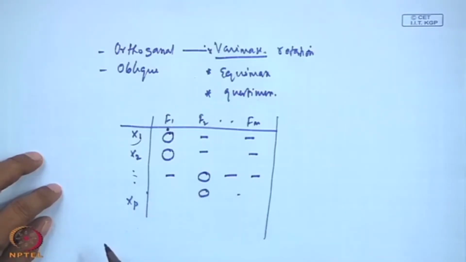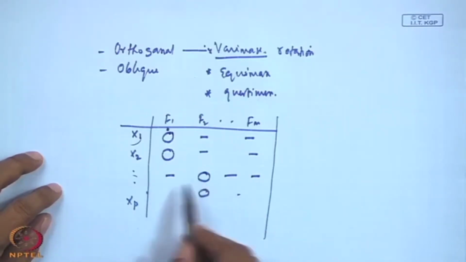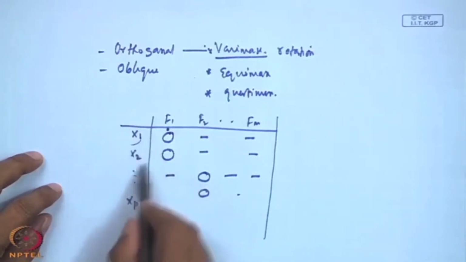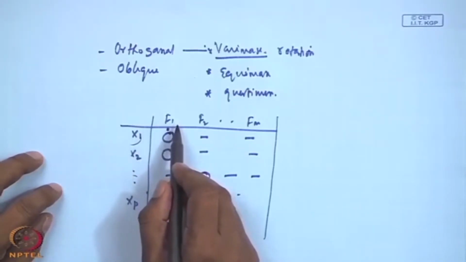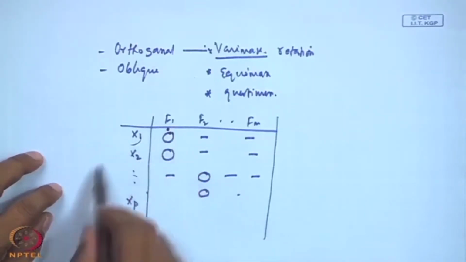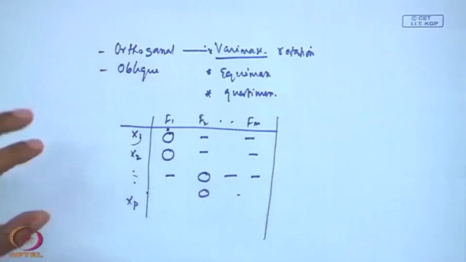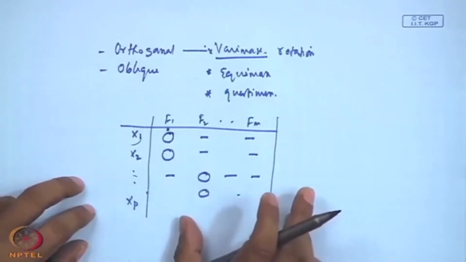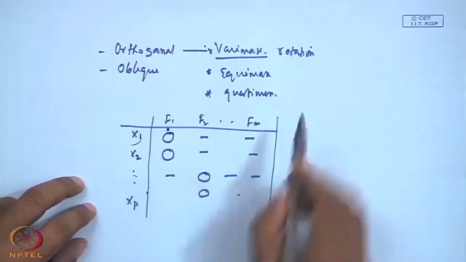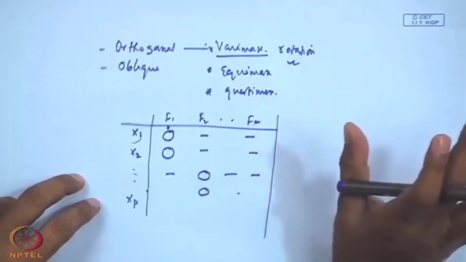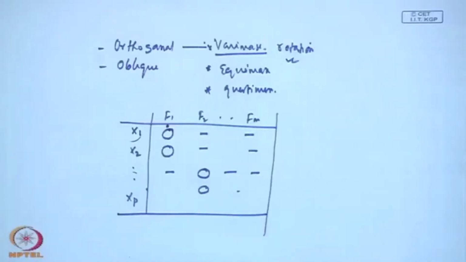So, like this, it will allow some of the variables to be highly loaded with one factor, and then the rest with another factor, and the rest with another factor, so a clear structure is visible. That is the advantage, and that is what we want also. For Varimax rotation, there are some formulas available, and you can go through any standard book to find those things. Okay.